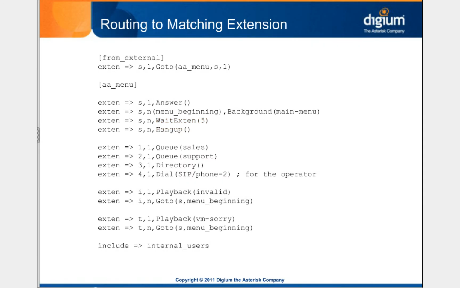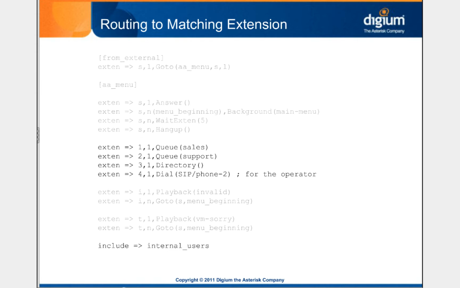Whether the caller has entered a DTMF digit by interrupting the menu prompt played by the background application, or during the WaitExten application, Asterisk passes the call to the extension in the current working context that matches the DTMF digit or digits. If the caller enters a 1 or a 2, the queue application will be invoked, and the caller will wait their turn to be distributed to a member in the specified queue. The directory application, providing dial by name functionality, will be used if the caller selects menu option 3. Pressing 4 will cause Asterisk to dial an internal endpoint where the operator can be reached.